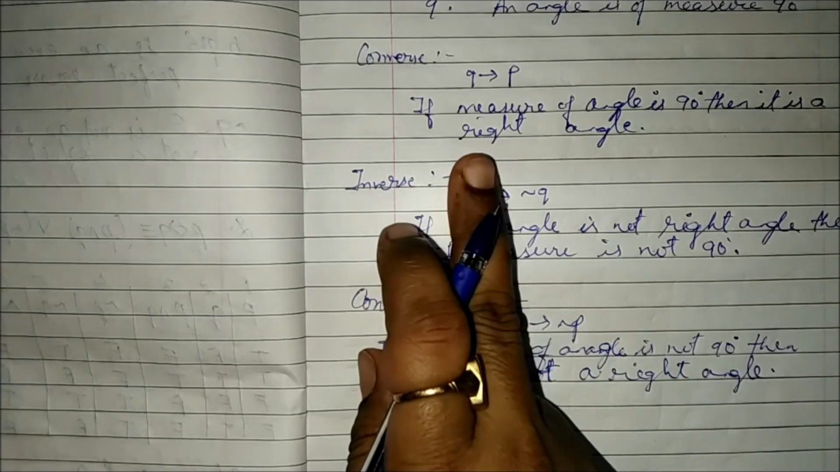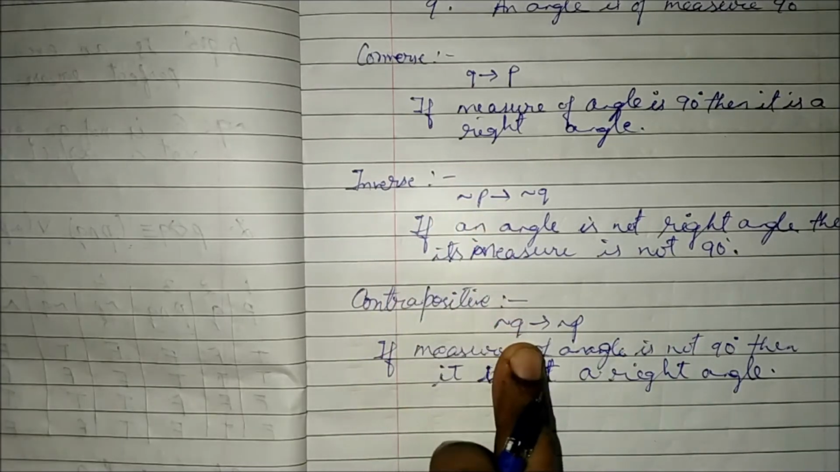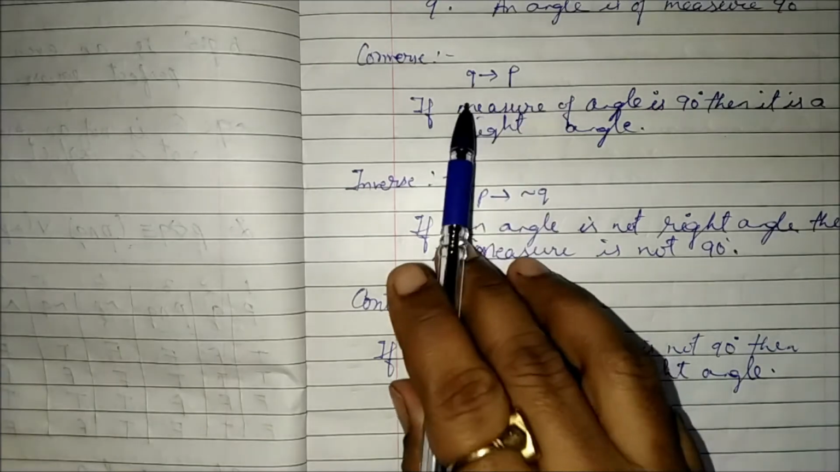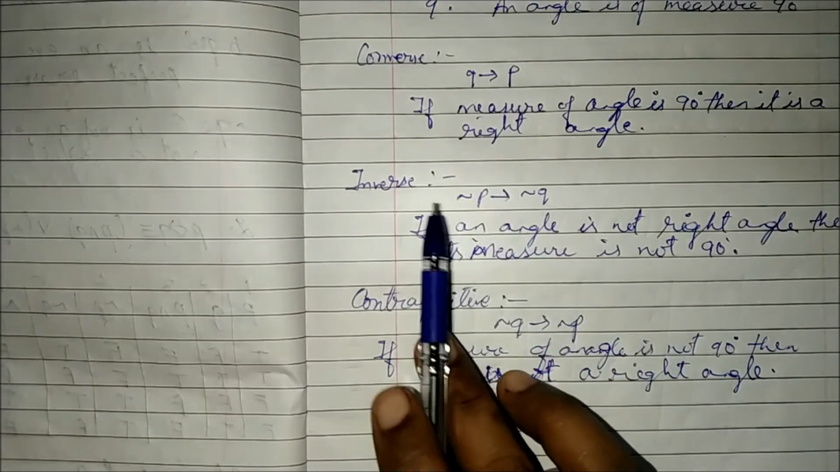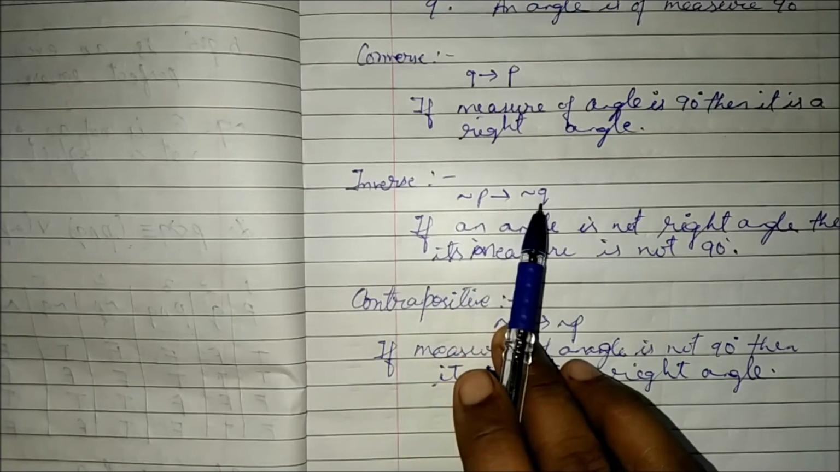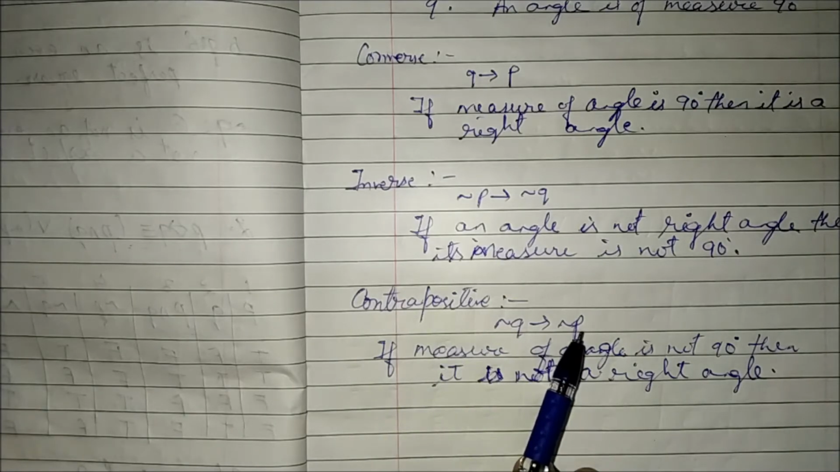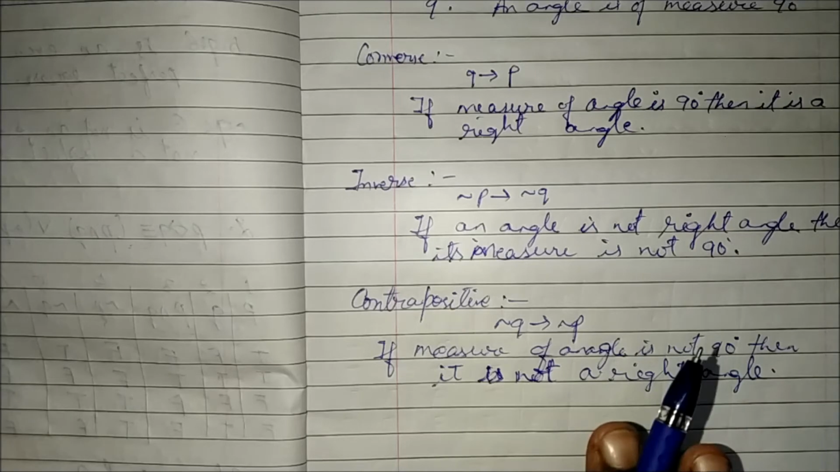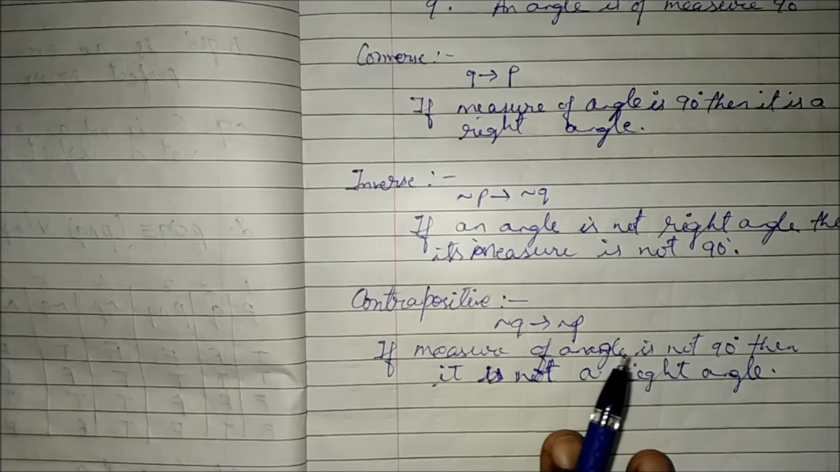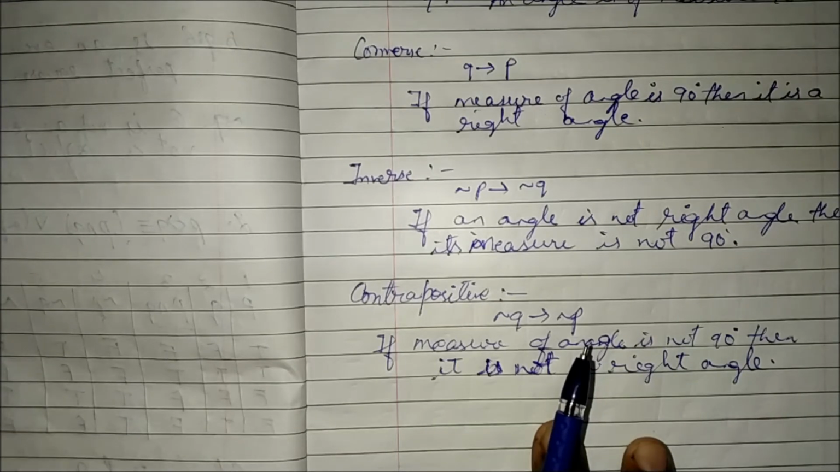This is converse, inverse and contrapositive. Converse means Q implies P, inverse means not P implies not Q, contrapositive means not Q implies not P. Okay, so these are all three questions of year 2018.